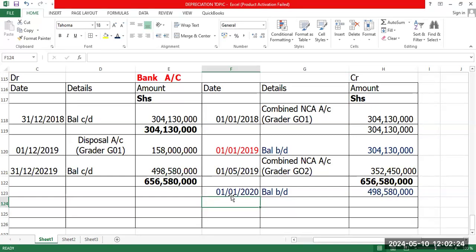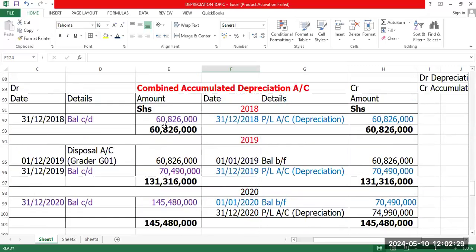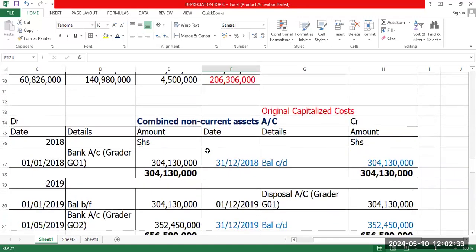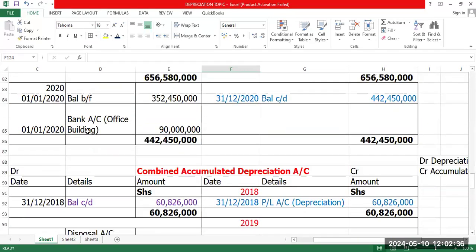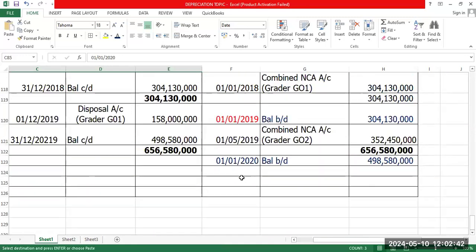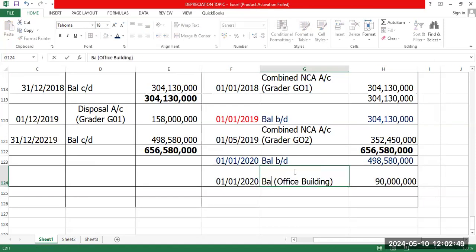Then we ask ourselves, in 2020, did you actually purchase any asset? Come back here to your combined non-current asset, 2020, you have this. So copy this, put it here, but remove the word bank account, put here combined non-current account.